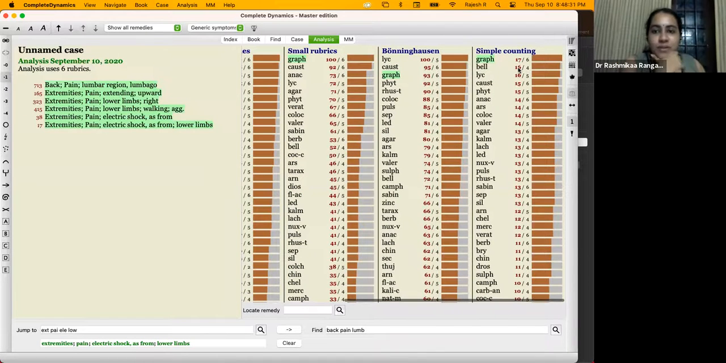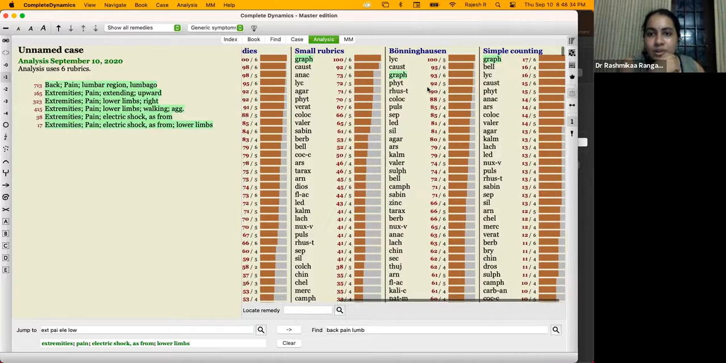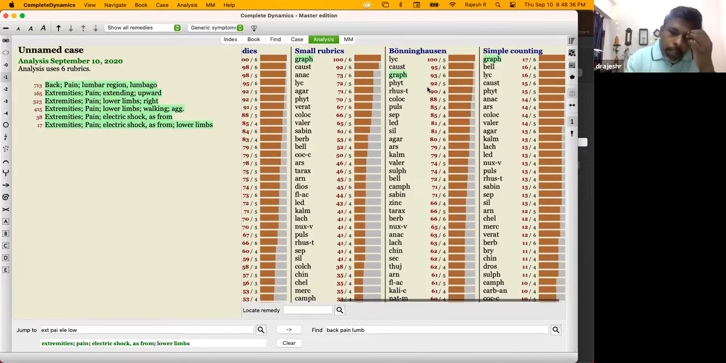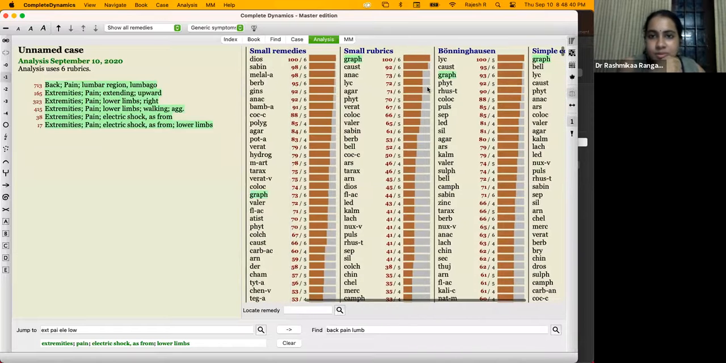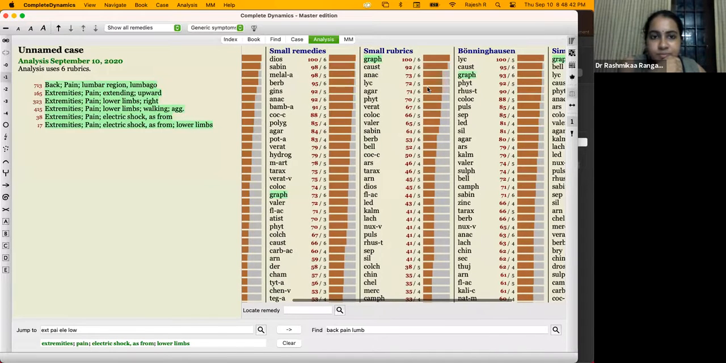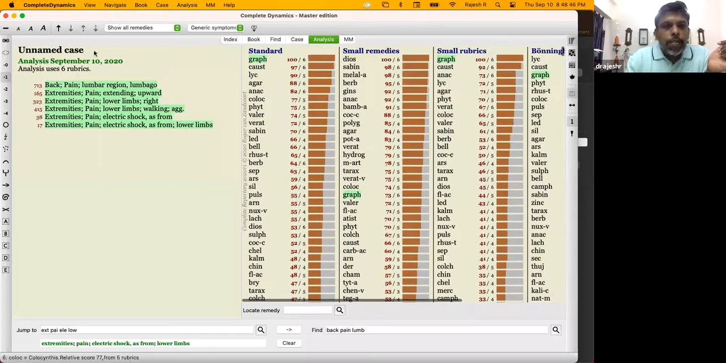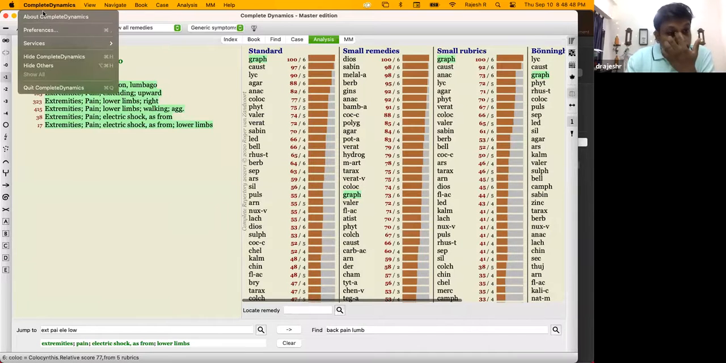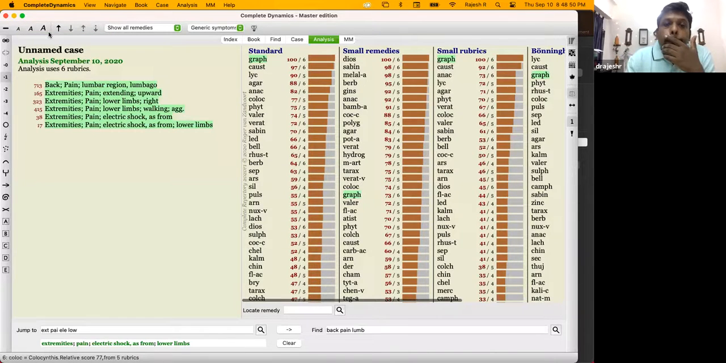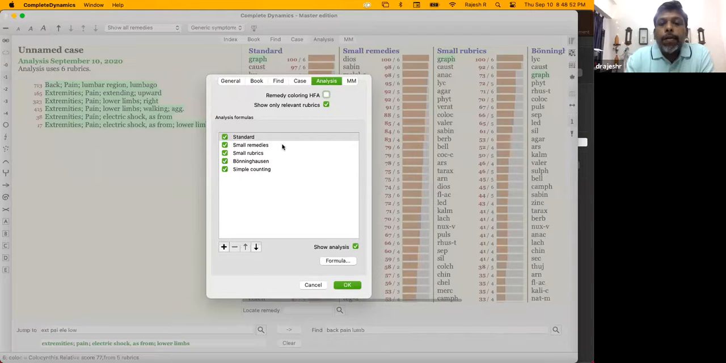Paper repertory, pencil-based repertory. Bonninghausen's is Bonninghausen style, like the completeness of the symptoms. Complete symptom. That is just a module. And actually, these have a formula, and that's how it works. One can access those formulas. Here, these are the standard formulas.